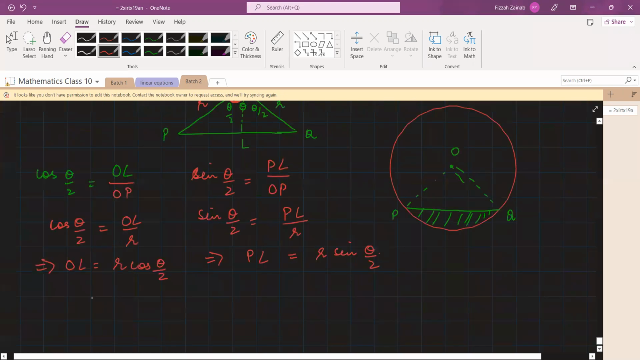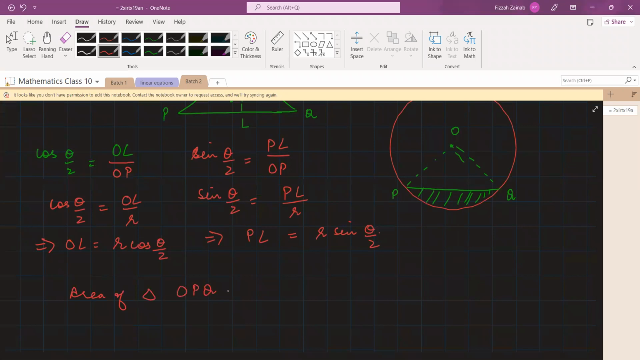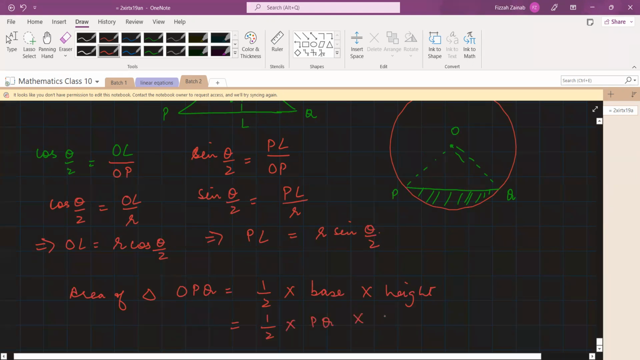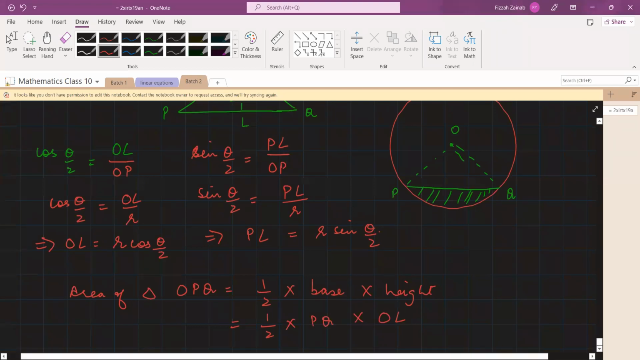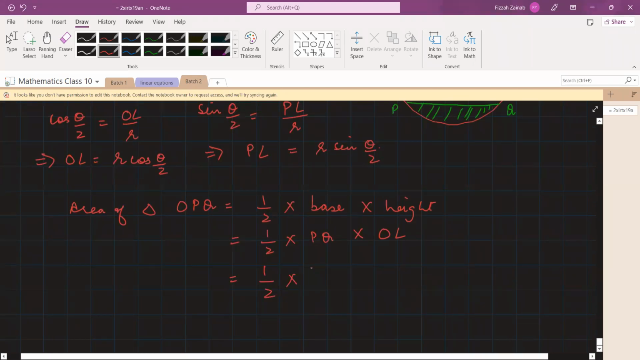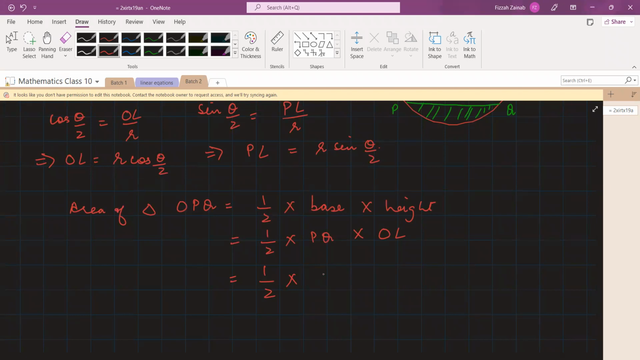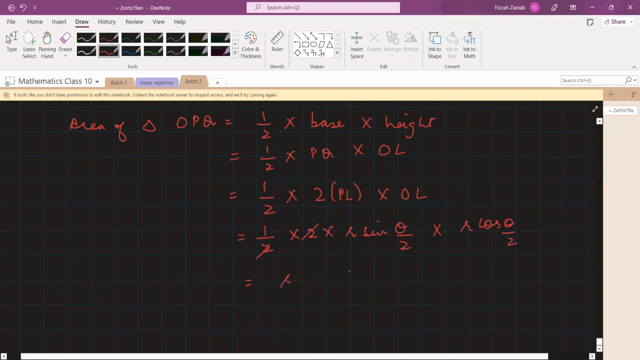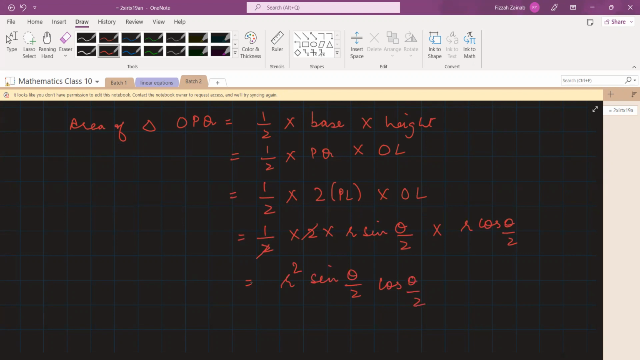So now area of triangle OPQ is half into base into height. So half into base is PQ into height is OL. Now PQ is double of PL, correct? So 2 times PL into OL. Now just put values. Half into 2 into PL is R sine theta by 2 and OL is R cos theta by 2. So this 2 cancels out and you get R square into sine theta by 2 into cos theta by 2. So this is the area of the triangle I have got.